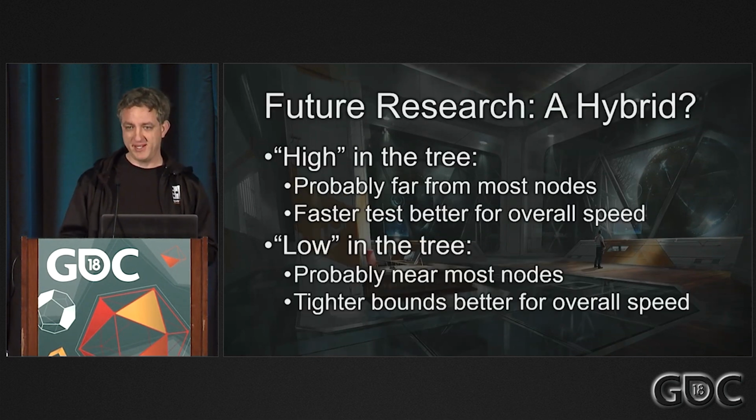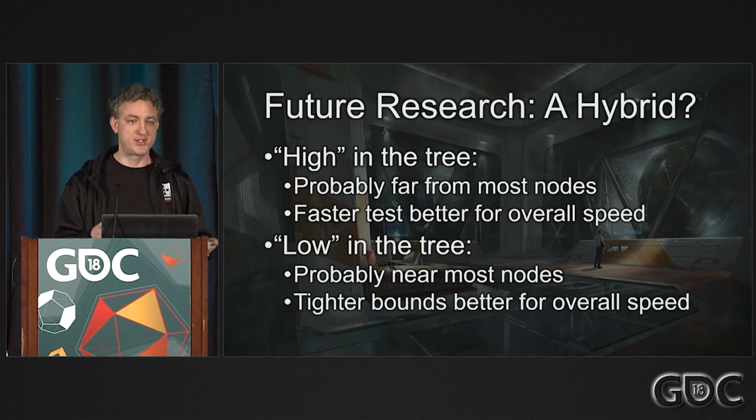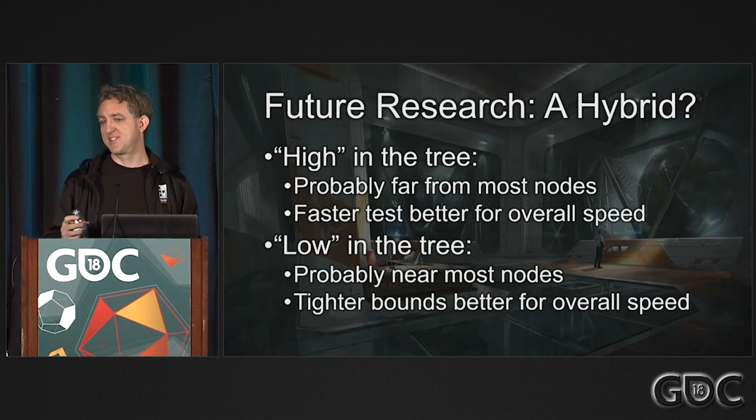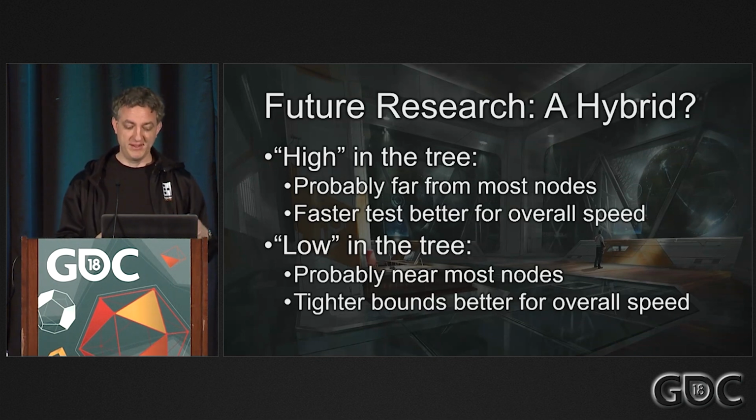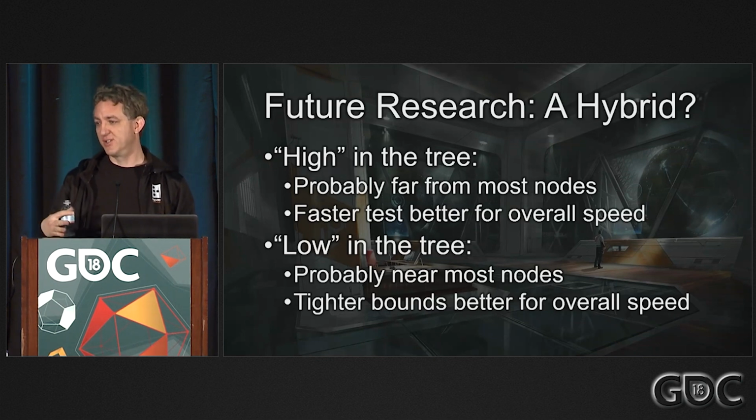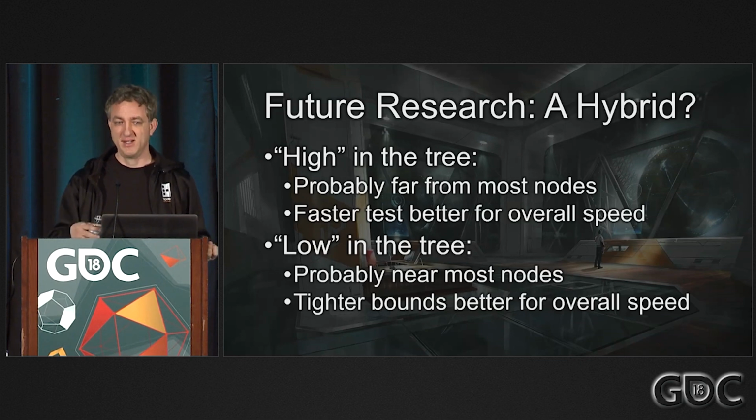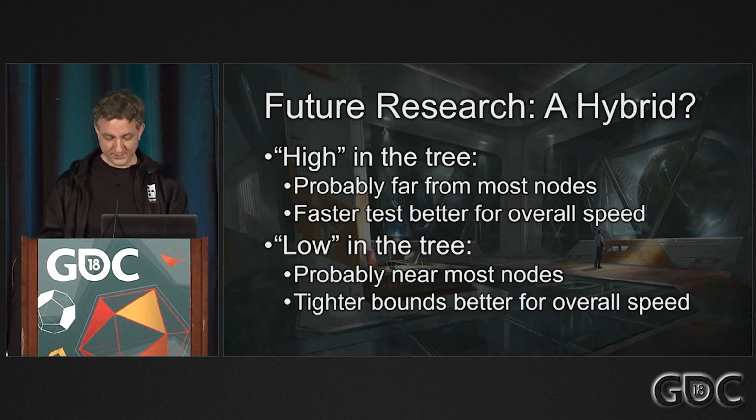Might be interesting to use different shapes in different parts of the tree. Up high near the top of the tree, you expect most of your nodes are going to miss. So it might be worth a faster test that's less accurate. And then near the leaves, it's more likely that you're close to the stuff, so a more accurate test might be worth a little extra time. So that might be worth future research.